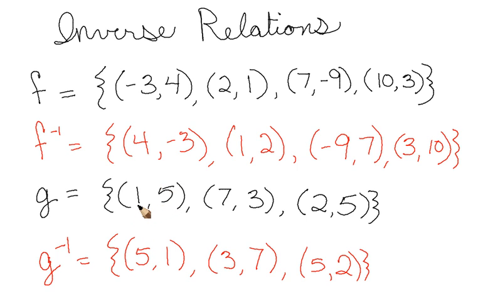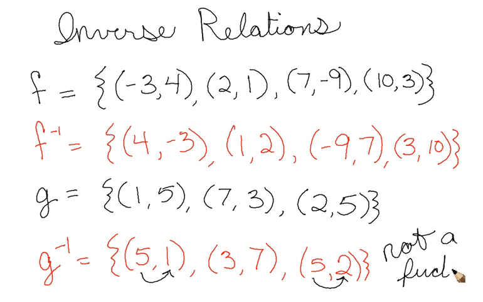So for 1, the only thing that 1 maps to is 5. It doesn't map to 5 and 6 or 5 and anything else. It just maps to 5. And so G is also a function, but when we take the inverse and flip all the ordered pairs, 5 now maps to 1, and 5 also maps to positive 2. And so 5 maps to 2 different things. That means that this G inverse is not a function.